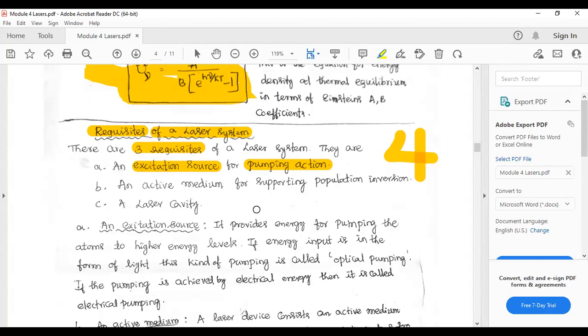There are 3 types of excitation sources available. One is electrical pumping. Second one is photon, what is that? Optical pumping, and the third one is chemical pumping. These are the 3 mechanisms which are used to excite the atom from the ground state. Now, I hope you remember exciting an atom from the ground state means you are actually supplying energy to the electrons of the atom. If the electron absorbs energy, then the atom itself is assumed to absorb the energy.